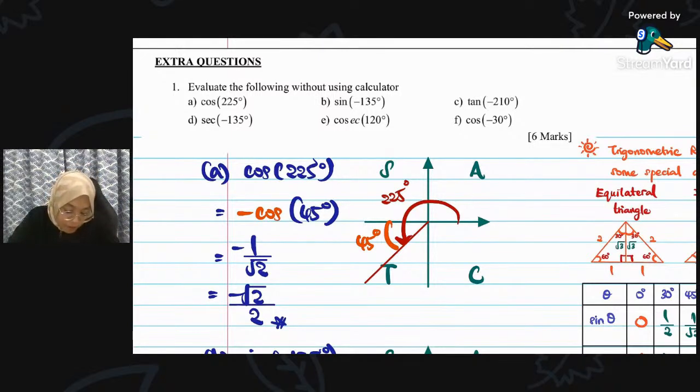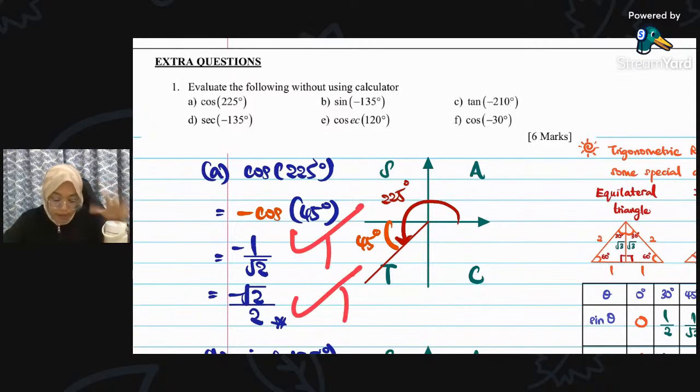So, evaluate the following without using a calculator. Sebab kalau you guys pakai calculator, memang you terus dapat jawapan. Tapi of course lah, in exam or in group assignment, in assignments lah, kalau dia dah kata without using calculator, of course there is no other way than to start. So it's like 2 marks over here, okay?